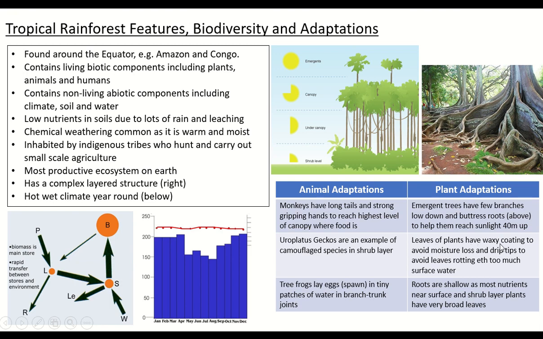The leaves of the plants have quite a waxy coating often to avoid moisture, and drip tips mean that leaves don't rot because they get too much surface water. Roots tend to be quite shallow, but that's because most of the nutrients are near the surface. If the roots went deeper, by the time the other plants have had their share of the nutrients, they'd be left without anything. So it doesn't make any sense really for the plants to have deep root systems.